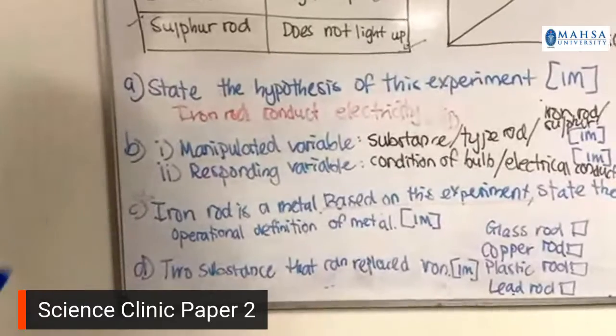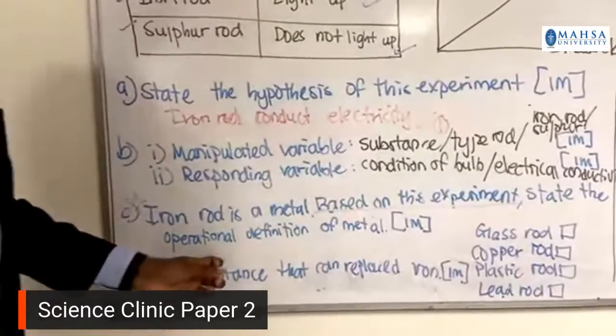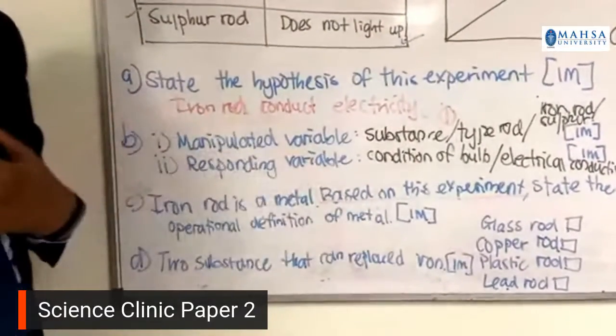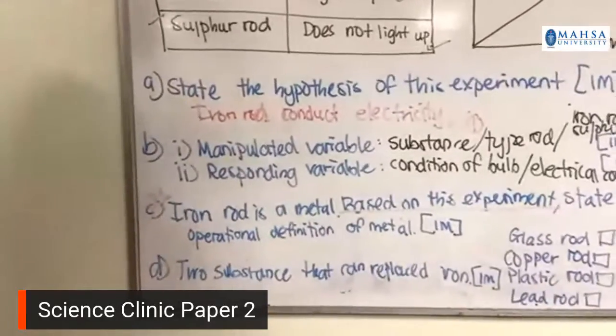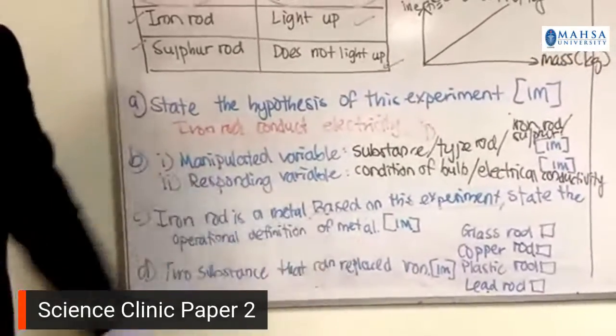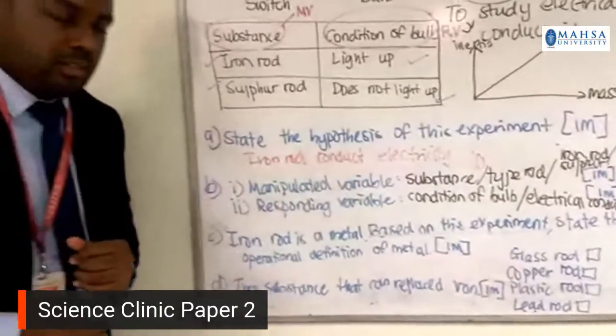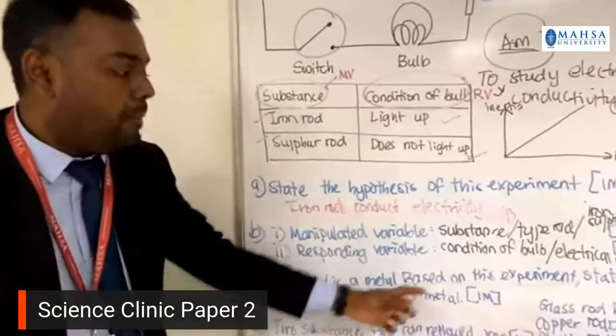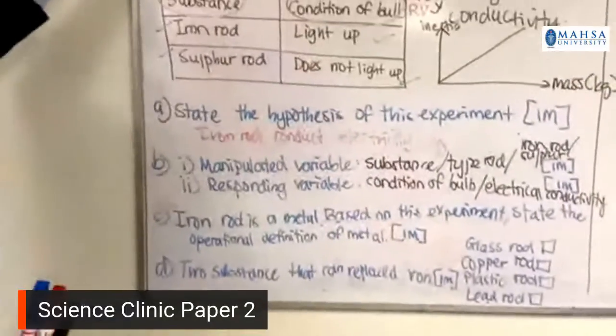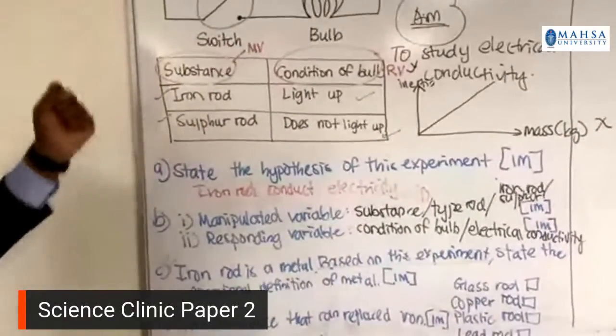Why? Because they give a definition of metal. We know that metal is a substance that conducts electricity. If you write that here, you're going to get 0 marks because that is a theory definition. The question is asking you based on this experiment. So from this experiment, what tells us the metal?